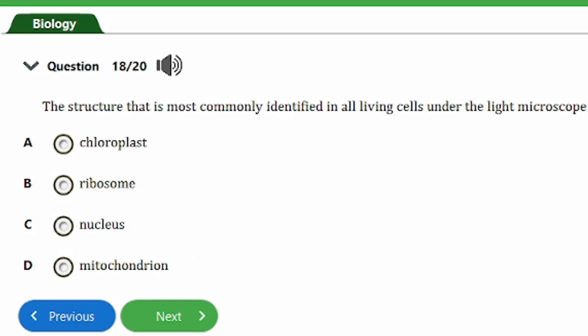So let's consider the next question, guys, and that's question number 18. The question says, the structure that is most commonly identified in all living cells under the light microscope is the A. Chloroplast, B. Ribosome, C. Nucleus, D. Mitochondrion. So guys, the answer to this question is option C, and that's the nucleus. The nucleus can be identified in all cell types under the light microscope.